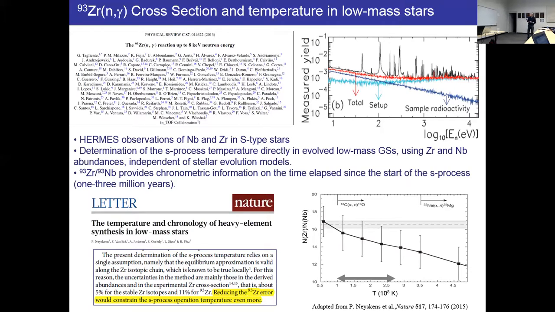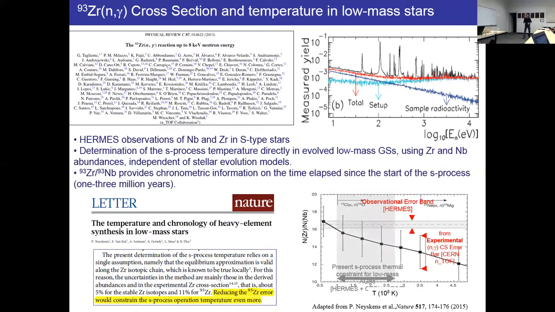Now, this is a nice result. It was the first measurement of this branching point, and it has been recently used in combination with HERMES observations of niobium and zirconium in S-type stars to determine the temperature in thermally pulsing AGB stars independent of stellar models. This is the publication which is shown there, and the result is shown here. So this band shows the abundance ratio from the HERMES observations, and you can see a very narrow error band. And this is the same ratio obtained from our cross-section measurement, where you can see much larger error bars.